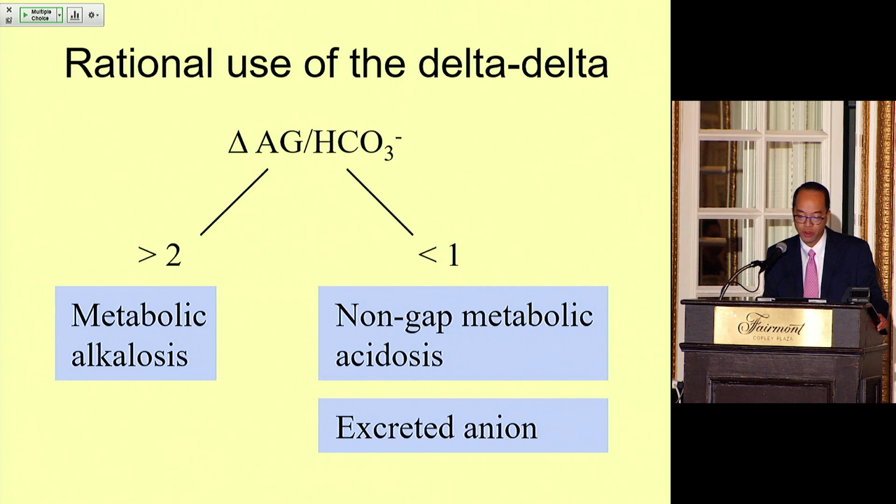A more practical way of using the delta-delta, which is what I do in the clinic, is I don't really call it a superimposed metabolic alkalosis until the delta-delta is greater than 2. And if it's less than 1, it could be a superimposed non-gap metabolic acidosis, but I also consider that it could be an acidosis due to an acid where the anion can be easily excreted.